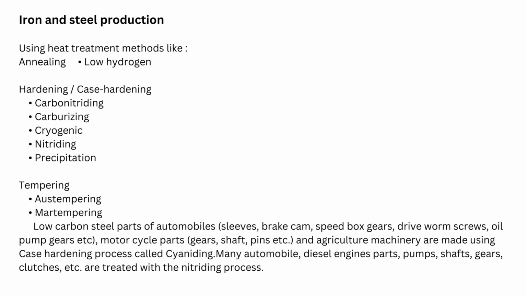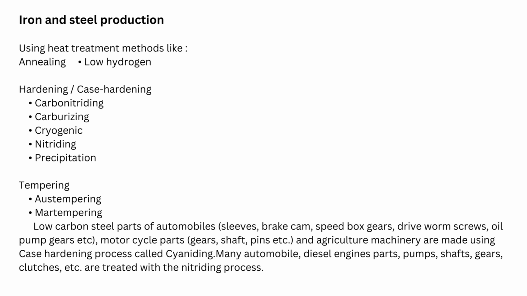The raw materials for steel making are mined and then transformed into steel using two different processes: the blast furnace, basic oxygen furnace route, and the electric arc furnace route. Now, using heat treatment, iron and steel is produced, basically, like annealing, hardening, tempering.